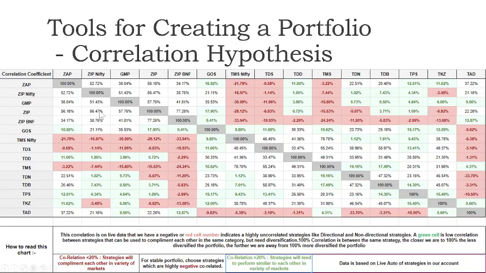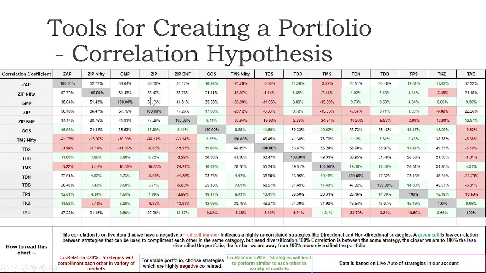But the idea here is that between these two strategies, there is a particular number which talks about a similar outcome. Similarly, when we see zip and zip nifty, the correlation is as high as 86%. But between something like a GMP and zip, the correlation is lower. Now, GMP is also two indices.